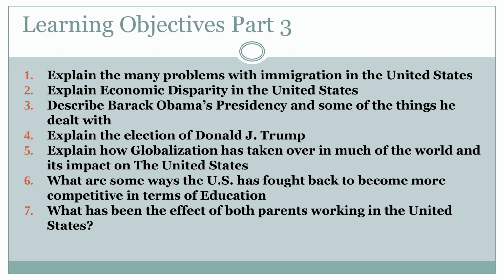And there are 7 of them. Explain the many problems with immigration in the United States. Explain the economic disparity in the United States. Describe Barack Obama's presidency and some of the things he dealt with. Explain the election of Donald J. Trump. Explain how globalization has taken over in much of the world and its impact on the United States. What are some of the ways the U.S. has fought back to become more competitive in terms of education? And what has been the effect of both parents working in the United States?